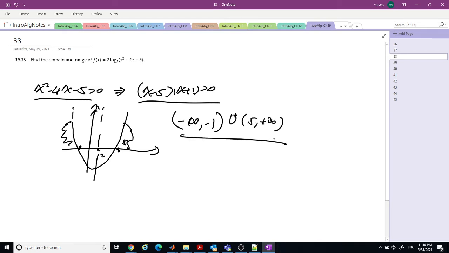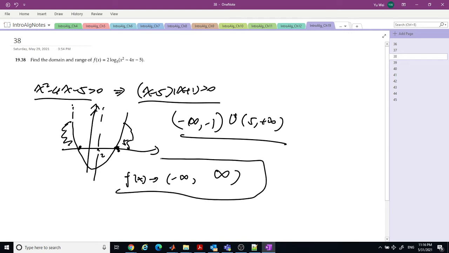So what is the range of this function? You can see the range is 2 log of something. You can go to y goes to infinity, and this one also goes to infinity. So f(x) can go very close to 0, you can go to negative infinity, and go to infinity. So this is the range of this function.